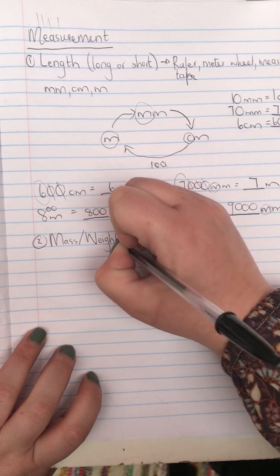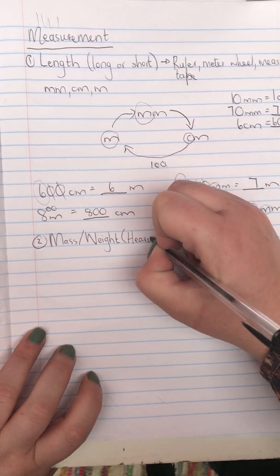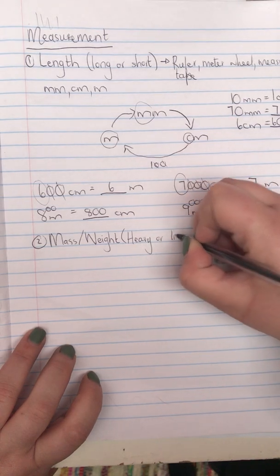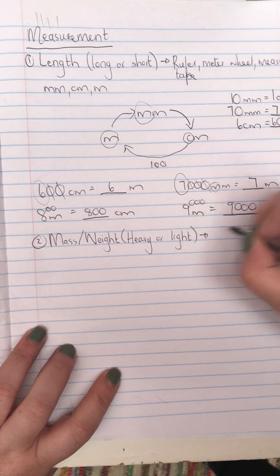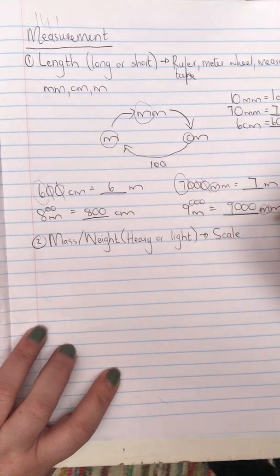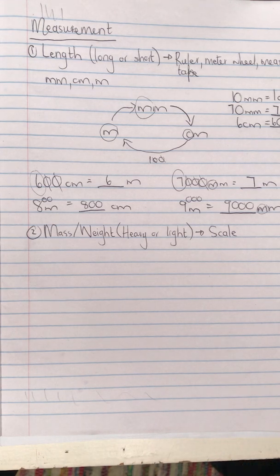And this is all about how heavy or light something is. Okay? For this, we use a scale. Okay, so you sometimes have the kitchen scale, that small one that you just put things on and it tells you how much they weigh, or you have the big one that you as a person can actually step onto and see how much you weigh.